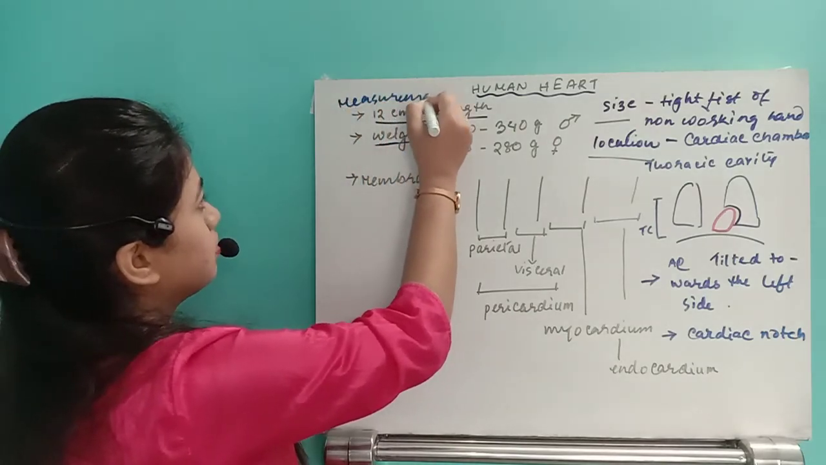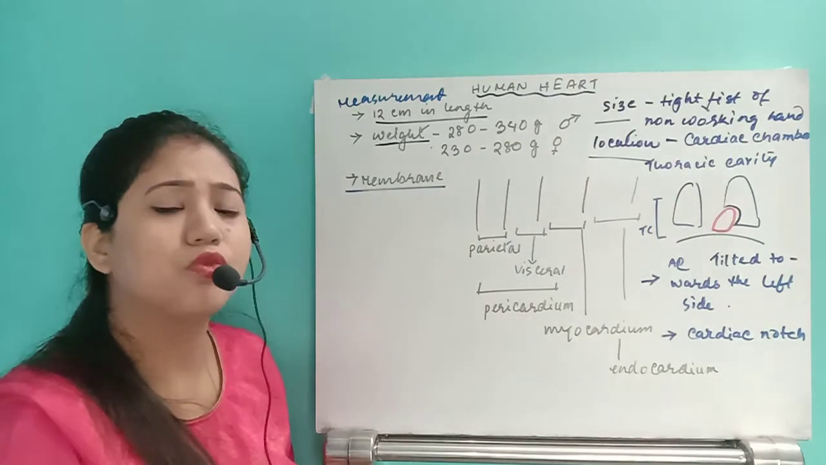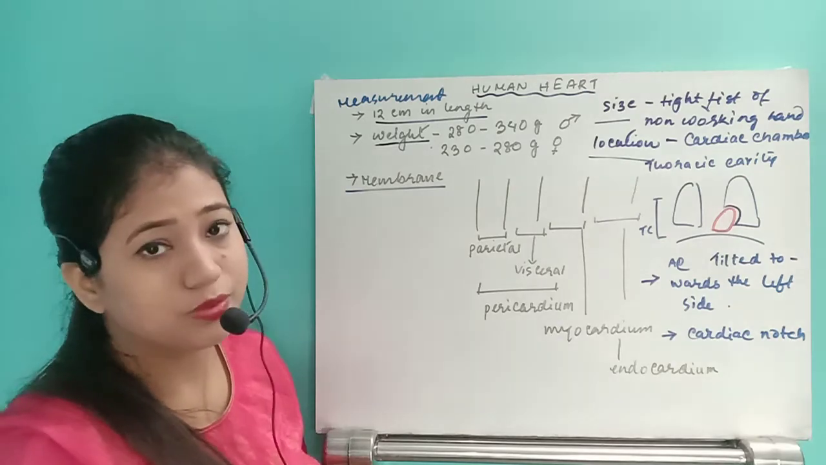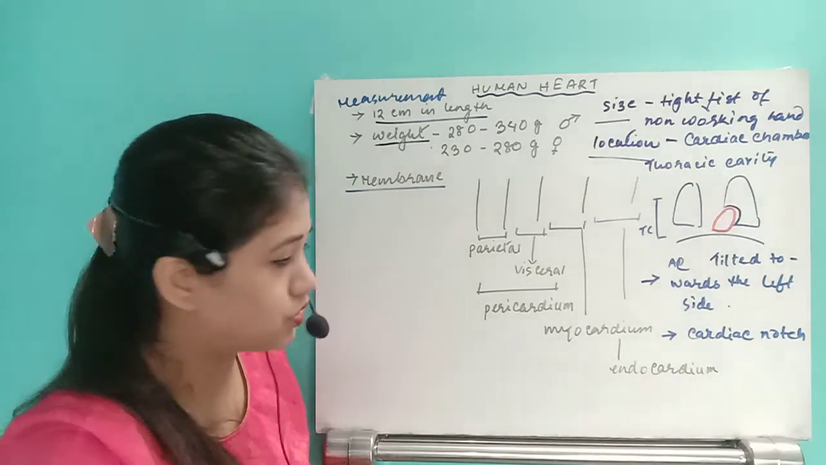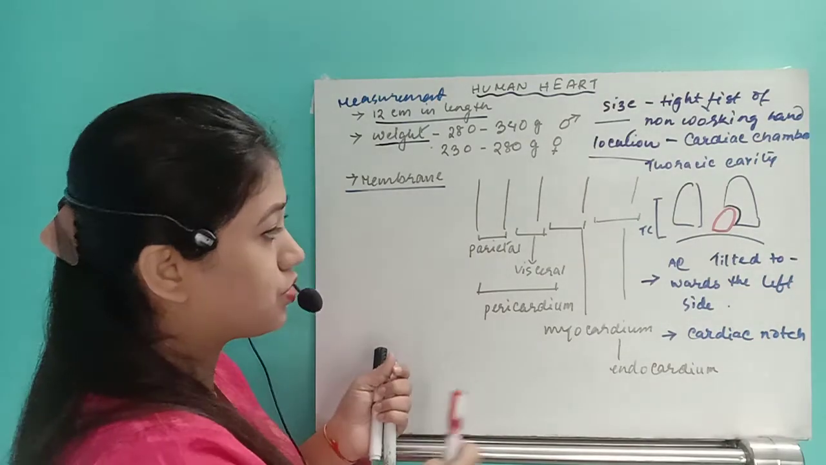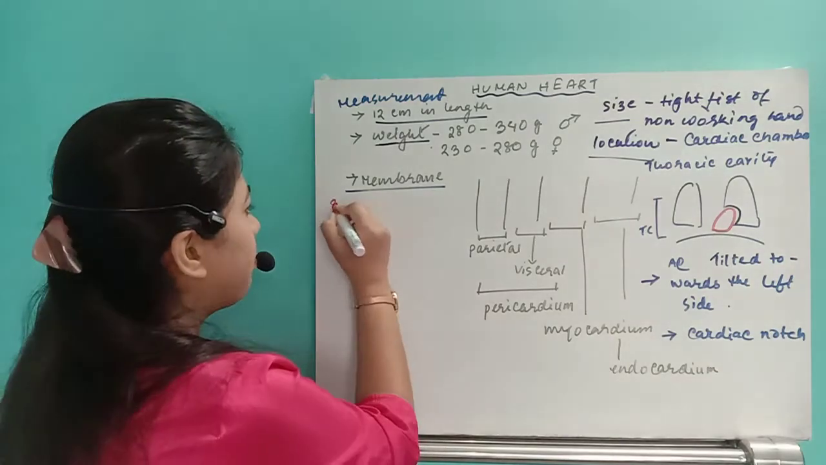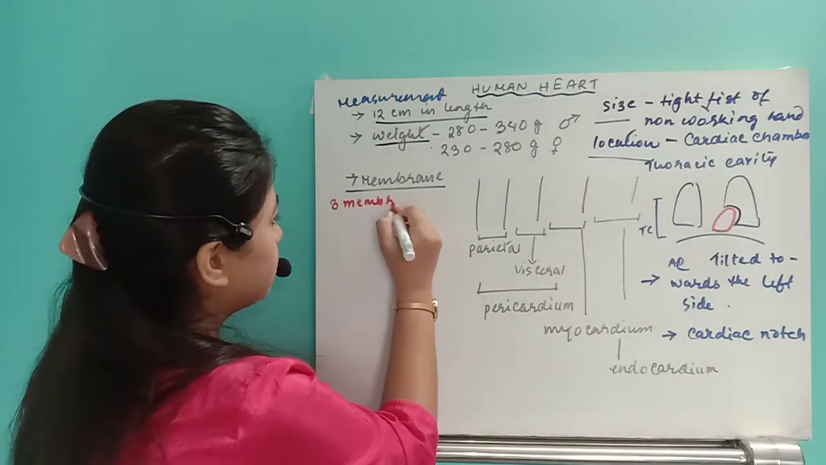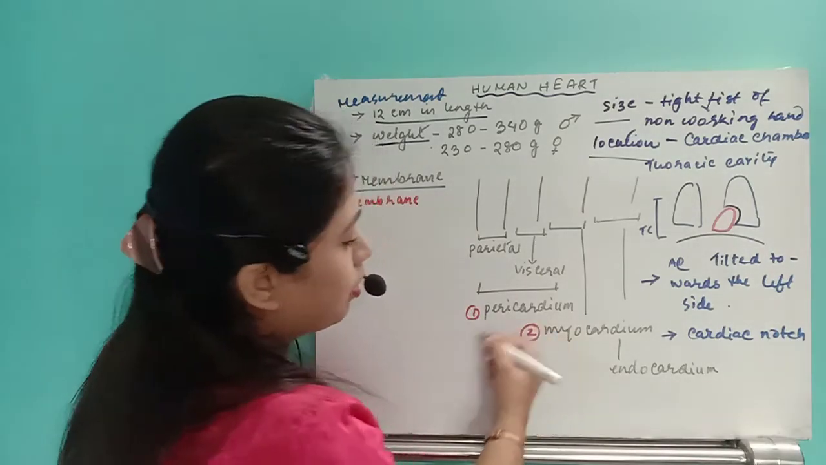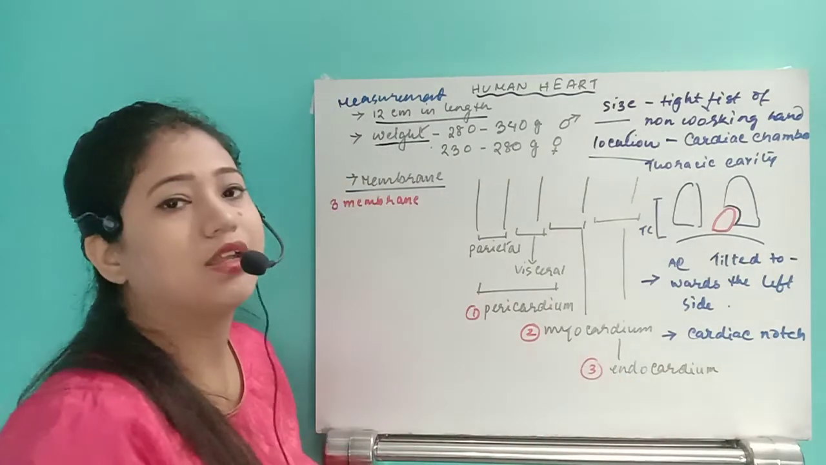Then if it comes to the membrane, the heart is the most important organ, right? So obviously it has to be protected. How will it be protected? It will be by means of 3 layers. What are the layers? Remember how many membranes there are. It is made up of 3 membranes. Name them: the first one is the pericardium, the second is the myocardium, and the third is the endocardium, right?